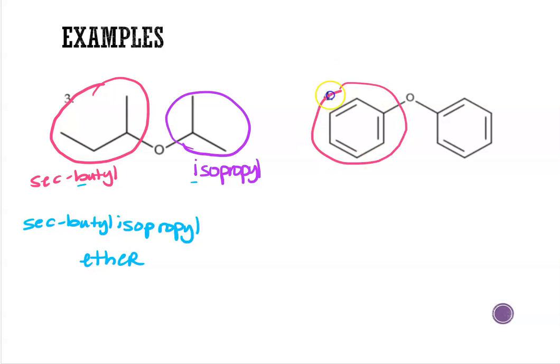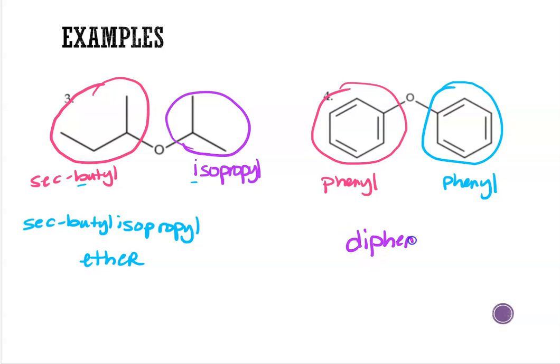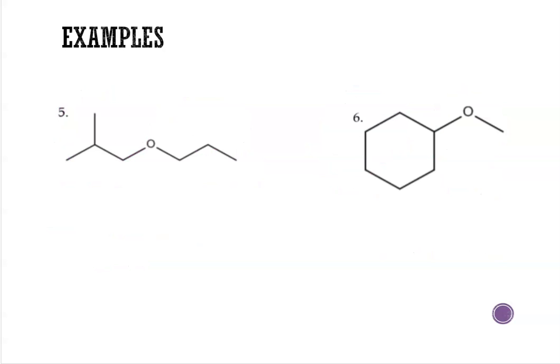All right, here I have a phenyl group, and then here I have another phenyl group. So this is just going to be diphenyl ether. There we go. We'll do a couple more. And by a couple, I mean two more.